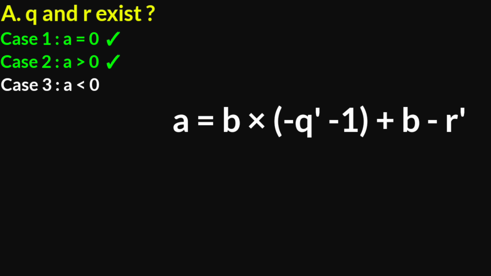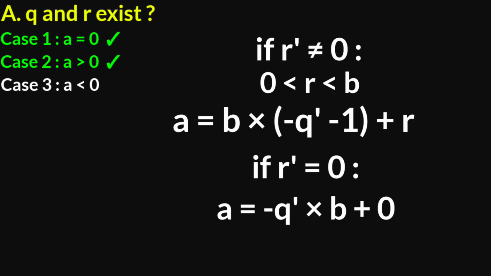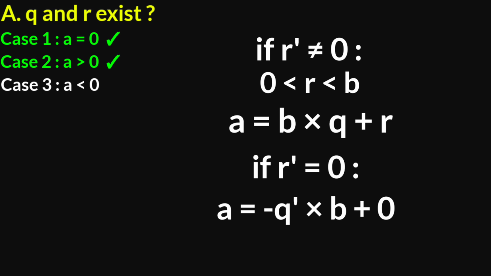I want you to take attention to b minus r prime, because b is greater than r prime. I know their difference is positive and also smaller than b, which is the condition for r. If r prime equals 0, what I said now won't work. But it's fine because if that's the case, we can just replace it with no problems. If it's not, the b minus r prime becomes r and q prime minus 1 becomes q through abstraction, which follows the division algorithm.